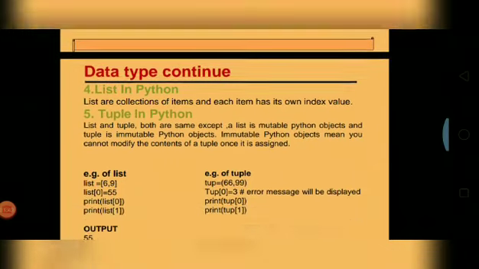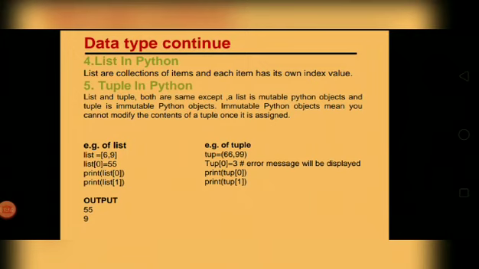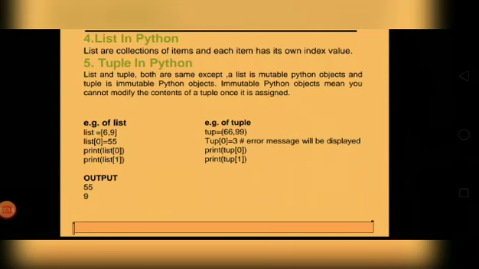Now the next data type is your list data type. As you are already aware, a list is a mutable data type. It is basically a collection of items and has index values. So next is your tuple in Python. List and tuple are both the same, but a list is mutable, means you can modify it, and a tuple is immutable, means you cannot modify it. Modify means you cannot change the existing values written in the tuple.